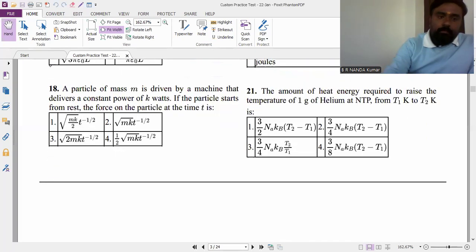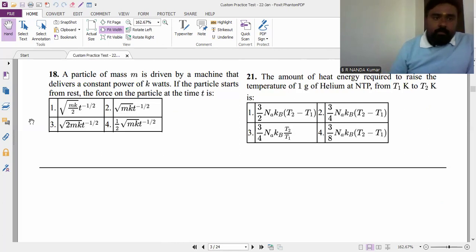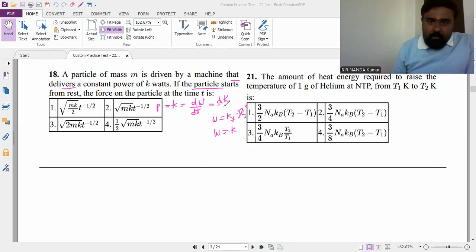Next, question number 18. A particle of mass m is driven by a machine that delivers a constant power. So K is nothing but power, and power is the rate of doing work. So we use the work energy theorem: W is equal to Kf minus Ki. The particle starts from rest, so initial velocity is 0, so W is equal to K. So this is dK divided by dt. We want the force acting on the particle. Look at the options, m, k and t should be there.